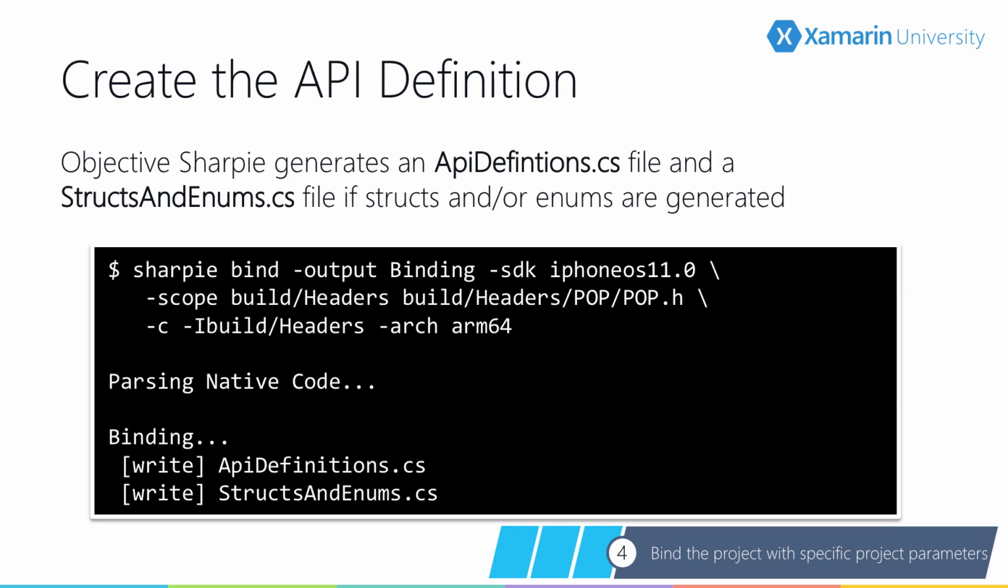On a successful run, Objective-Sharpie will generate an API definition CS file and potentially a struct and enums CS file. Now, you may find that your API only generates one API definitions file and no structs and enums file. Don't be surprised when this happens. It's not an error. Some APIs do not define structs and enums, and therefore nothing can be generated.